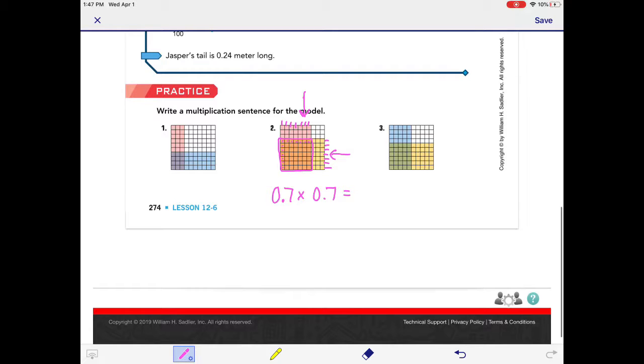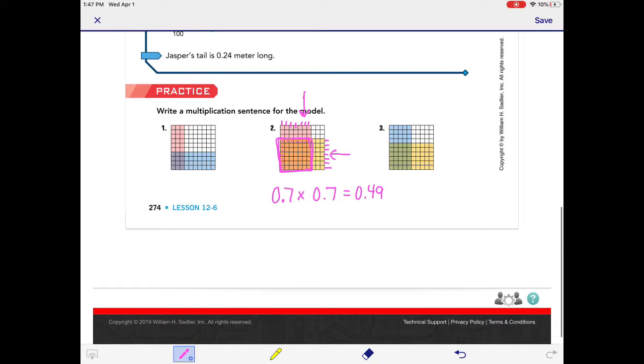What is 7 times 7? It's 49, right? So we know that there are 49 what? 49 tenths, 49 thousandths, 49 hundredths. What are the little boxes? The little boxes are hundredths. We broke this big model up into 100 pieces. So we're saying that there are 49 of those hundredths that are double shaded.